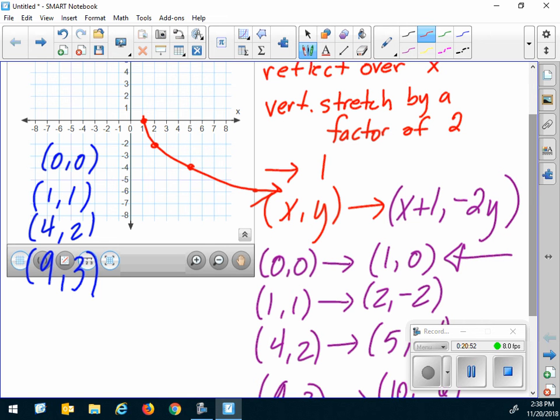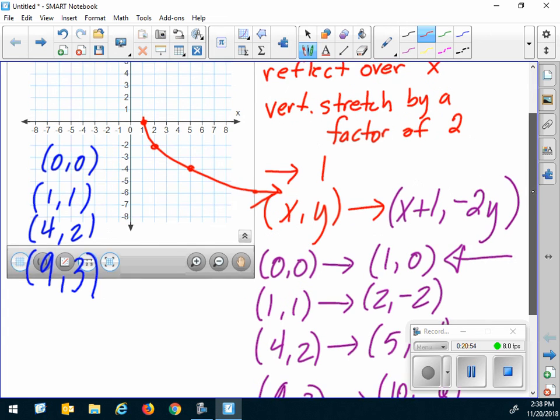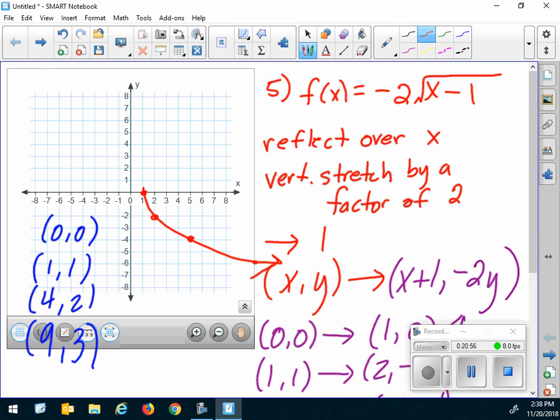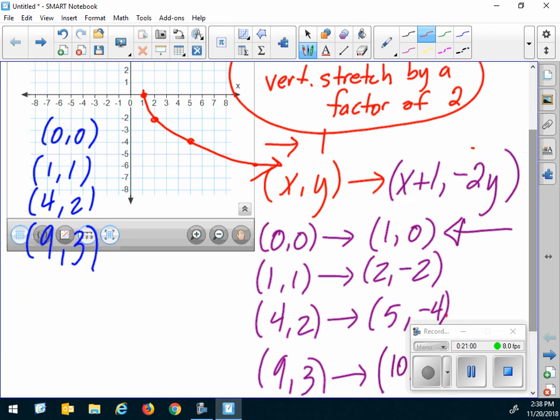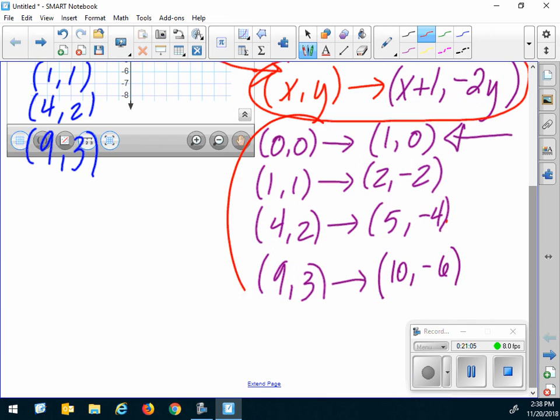So you're going to do them just like this. Write down the problem. Write down in words what happens. Write down your new rule. And then put these 4 points through the rule. That's what you're going to do. And that's all the lesson we're going to have for today.